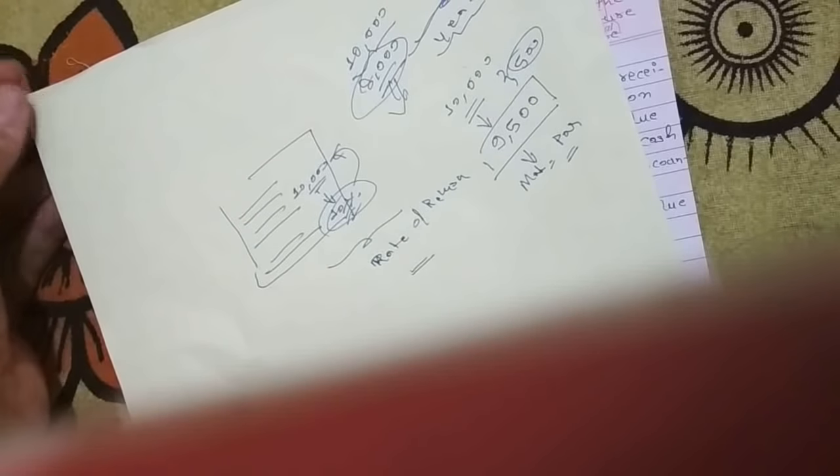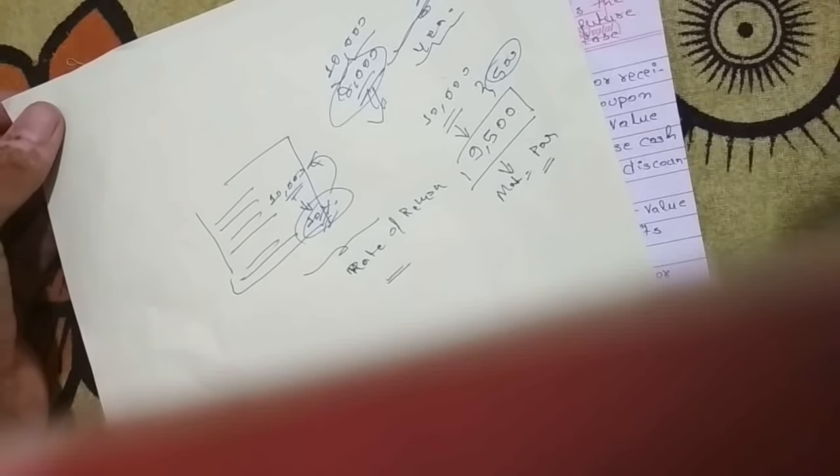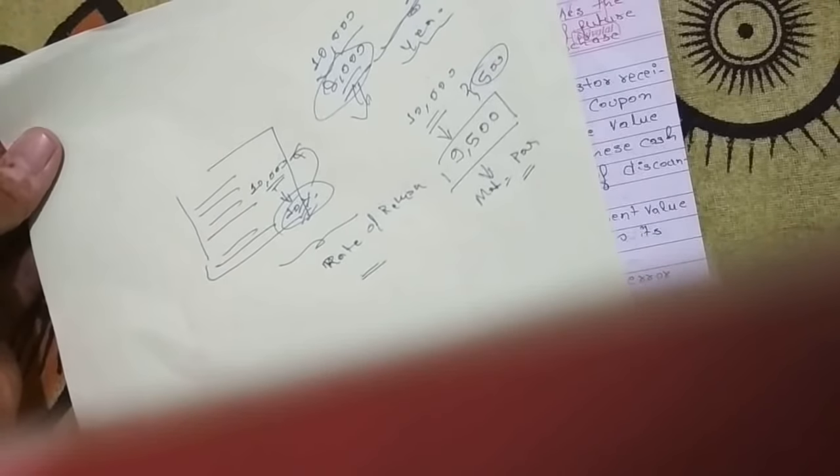The next concept is callability and putability, the optionality in the bonds. The topic name is optionality in the bonds, callability and putability. It is similar to what you read about shares in the CAIIB. I know there is very little chance that they will ask about callability or putability, but I also want to give you some idea about this.